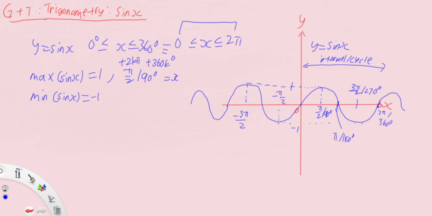Same thing for our minimum value, where we have x equals 3 pi over 2 or 270 degrees, plus or minus 2k pi, or plus or minus 360k degrees. So that is the shape of a sine x graph with the critical values at 1 and minus 1, at pi over 2 and 3 pi over 2, and 2 pi. These are the few values you need to know from a sinusoidal graph, where the maximum of sine x is 1 and the minimum of sine x is minus 1.